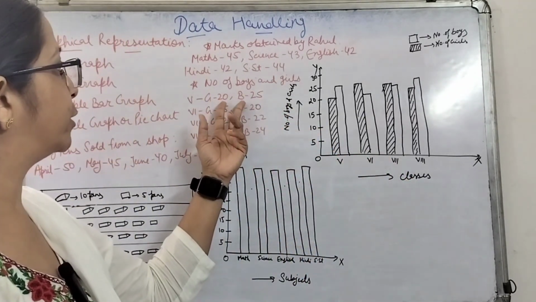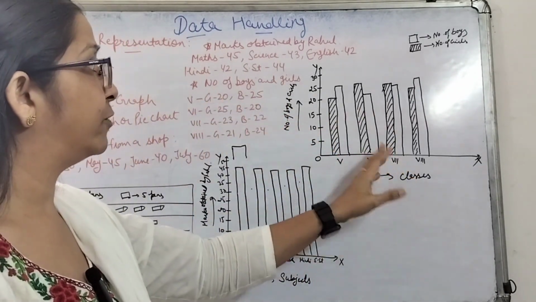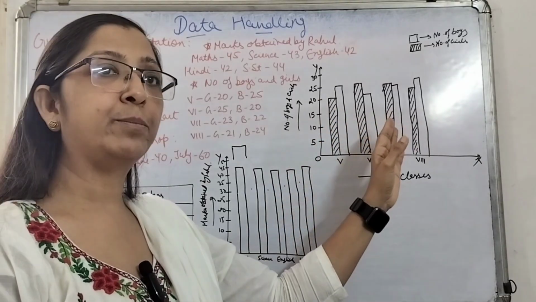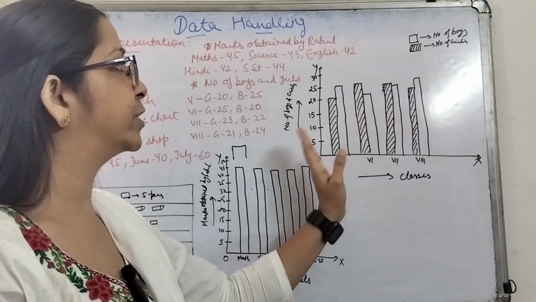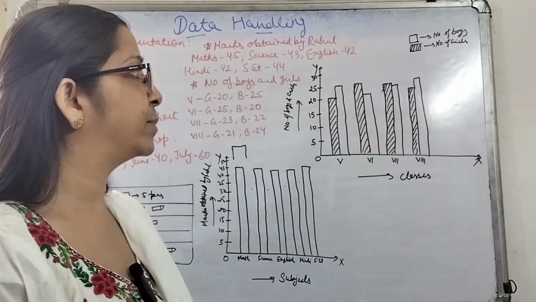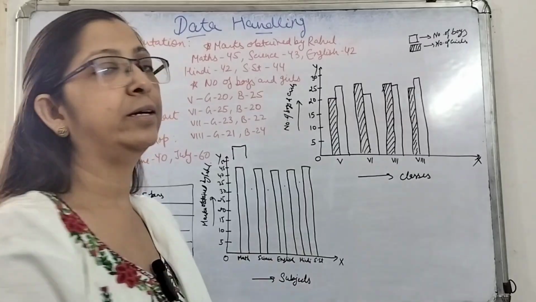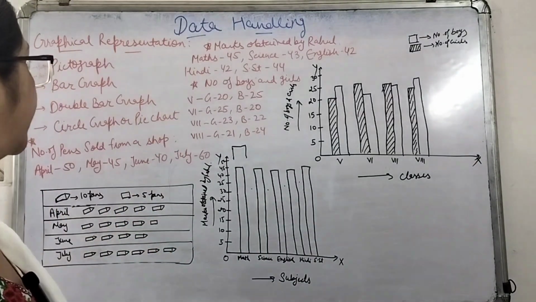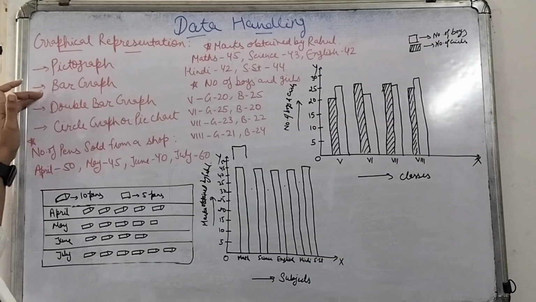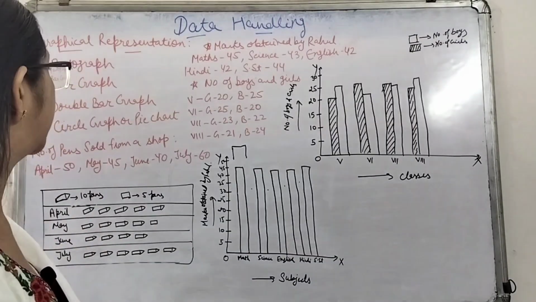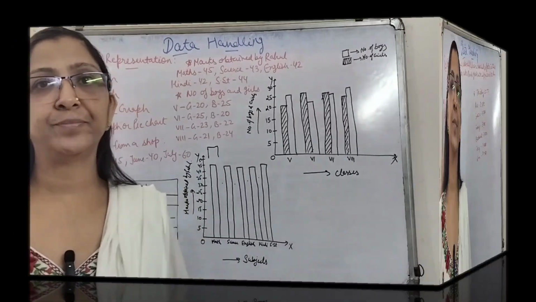Whenever we have to compare two things, then we will be using a double bar graph. Again, the rectangular bars we will be using. The width of the bars will be same. It could be taken any, but the width of the bars should be same. And the distance between the bars will also be same. Height is representing your data. So this is how we can represent the data using graphical representation, that is pictograph, bar graph and double bar graph. Now we will see how to represent the data by a pie chart.